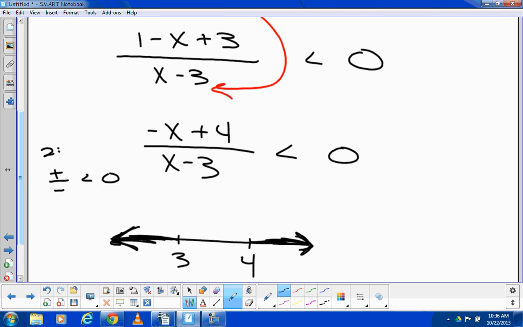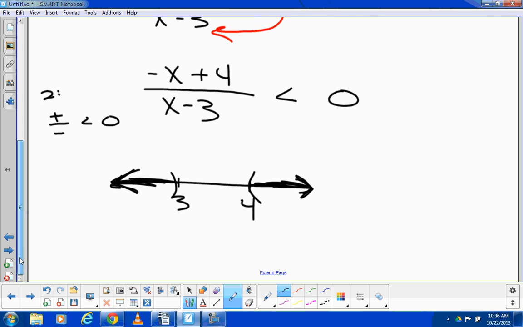Now, it's just less than, so what do we do on the endpoints? Parentheses. Okay. All right, now interval notation here, it's going to go negative infinity to 3, union 4 to infinity.